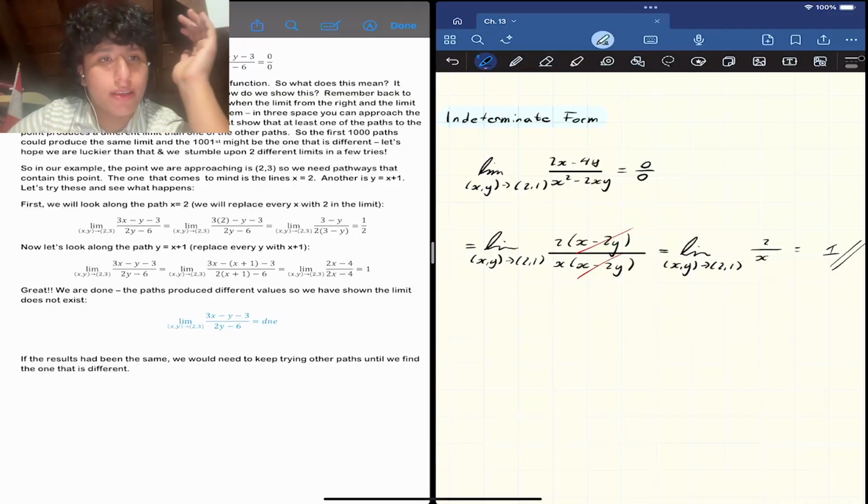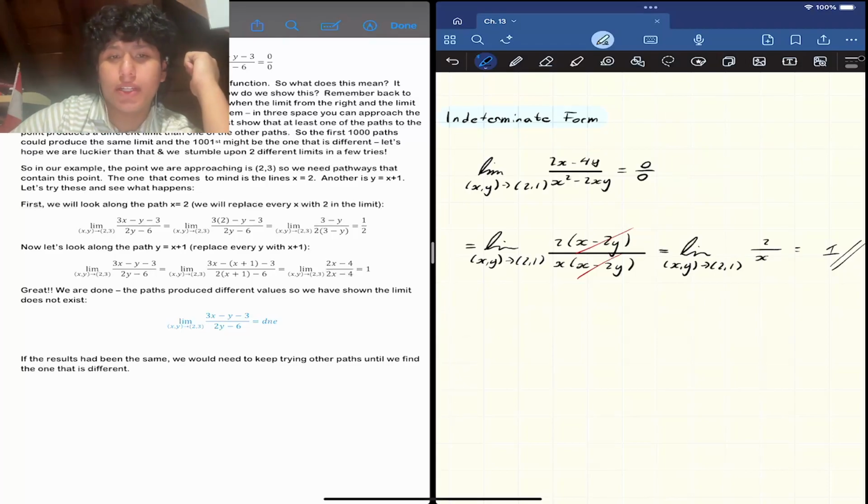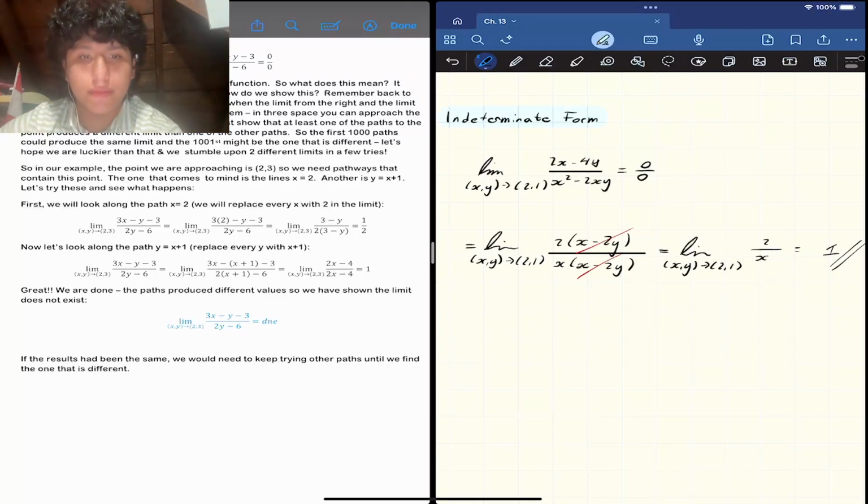I'm a little confused. So this is just all we do then? If it's indeterminate, we pick random points or random directions to come from. And if they don't line up, the limit doesn't exist then. Great, we were done. The paths produce different values, so we have shown the limit does not exist. If the results had been the same, we'd have to keep trying other paths until we found that it's different. That's really cool. That's really awesome.